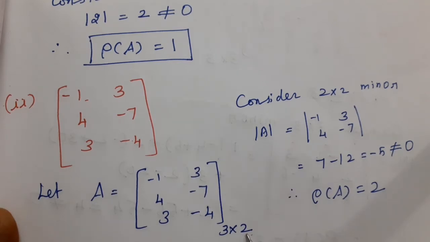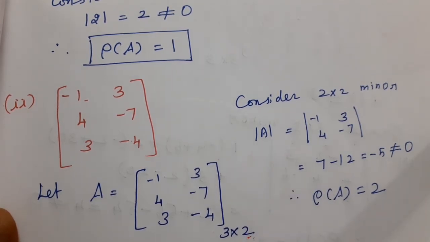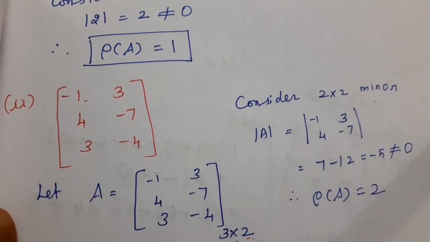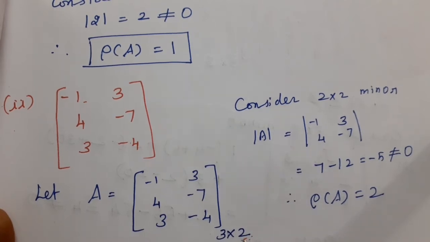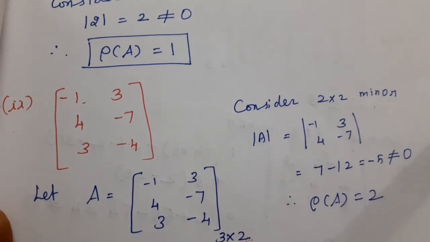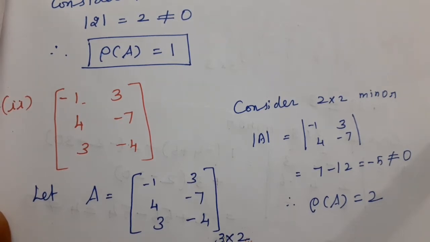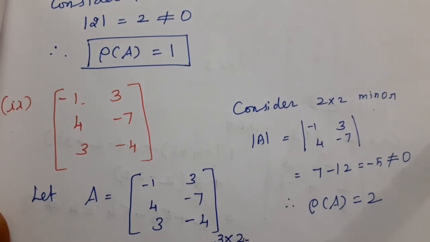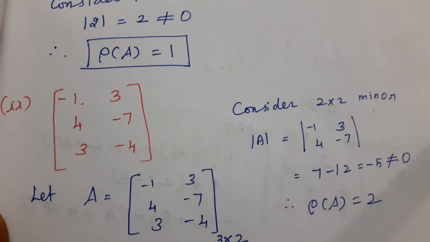What is the minimum value of the numbers? 2. The rank is 2 or less than or equal to 2. Among the 3 by 2 matrix, you take the minimum. Comparing 3 and 2, which is the smallest one? 2. Therefore compulsorily the rank is 2 or less than or equal to 2. The order of the matrix is 3 by 2, therefore the rank must be 2 or less than or equal to 2.